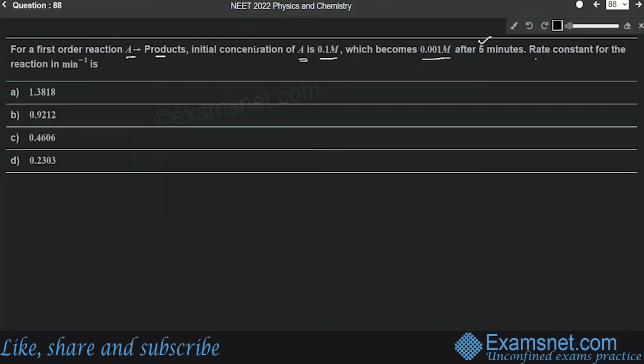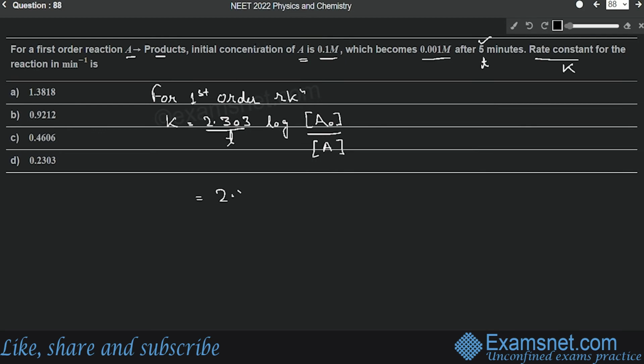Minutes. So rate constant for the reaction in per minute is, rate constant, that means we have to find K, and time is given as 5 minutes, right? So we know that for the first order reaction, how do we find rate constant? The rate constant is given as 2.303 by t, where t is time, into log of initial concentration of the reactants by final concentration, that means concentration after time t. So let's put the values here.